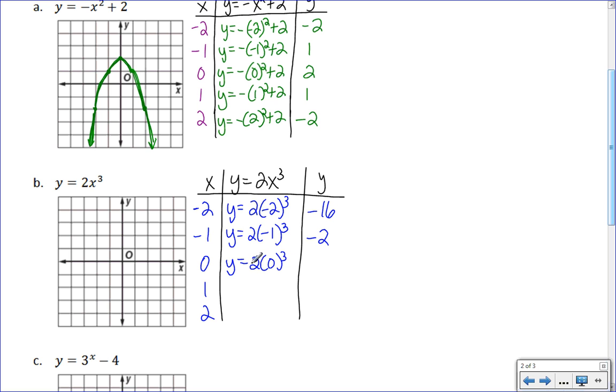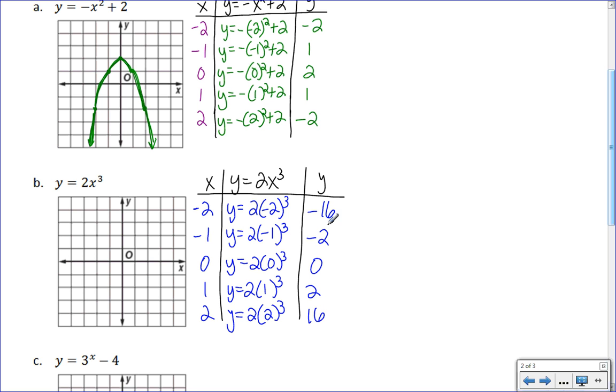0 cubed is 0, times 2 is still 0. Let's replace x with 1. 1 cubed is 1, times 2 is 2. And then we'll replace x with 2. 2 cubed is 8, times 2 is 16.